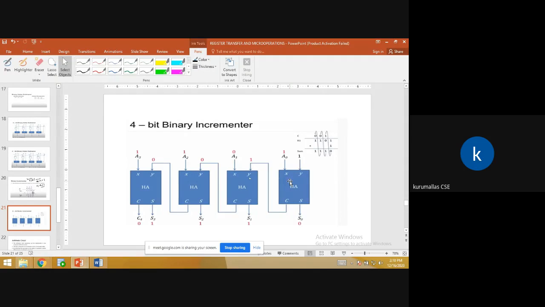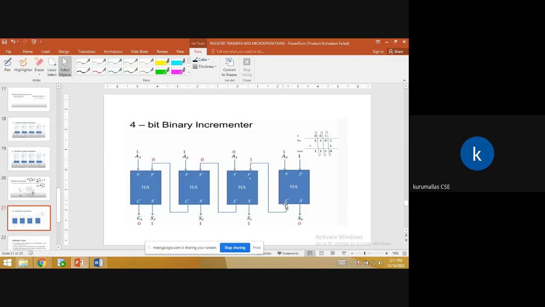For example, here A0, A1, A2, A3 is the R1 information, 1101, right? We are adding one more 1 to this binary number, and that is acting as Y. The x input is taken from A0, this one from A1, this one from A2, and this one from A3. That is one input. The next, second input is Y. For the first half adder, the Y is the 1 we are adding the first time. Once you perform the operation with this half adder, it gives one sum and one carry.